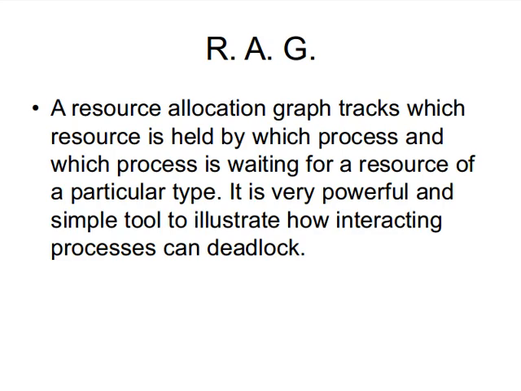Now come to the resource allocation graph. Resource allocation graph stands for RAG. A resource allocation graph tracks which resource is held by which process and which process is waiting for a resource of a particular type. It is a very useful, powerful and simple tool to illustrate how interacting processes can lead to deadlock. That means a resource allocation graph is a directed graph which contains a set of vertices and a set of edges, which show the state of the processes, whether they are in deadlock or not in deadlock.